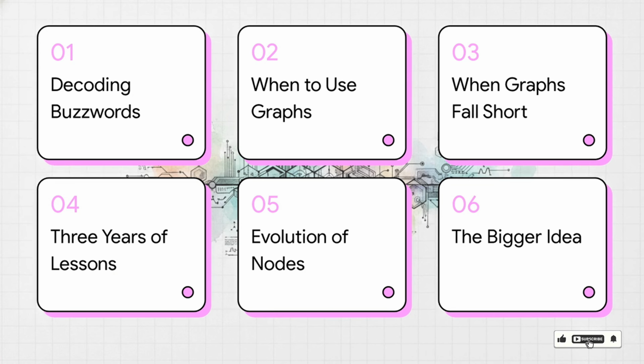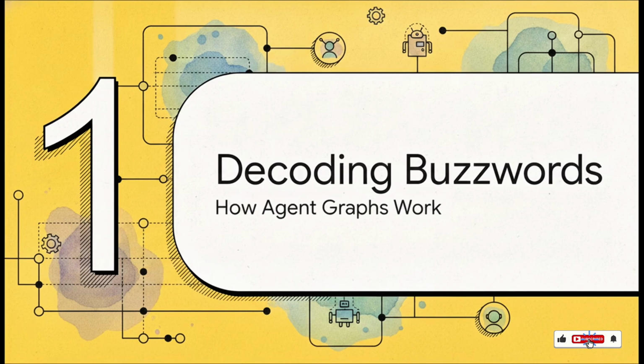Okay, so here is our roadmap for today's explainer. First, decoding AI buzzwords. Then, how agent graphs actually work, when to use them, when they fall short, 3 years of hard-learned lessons, and finally, the evolution of nodes. All right, let's jump right into part 1, decoding AI buzzwords and how agent graphs work.